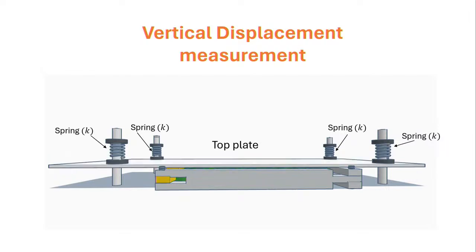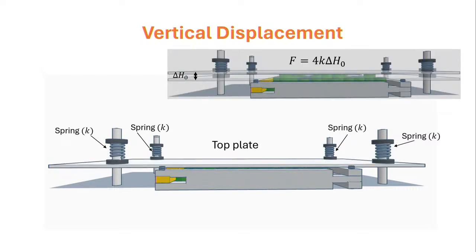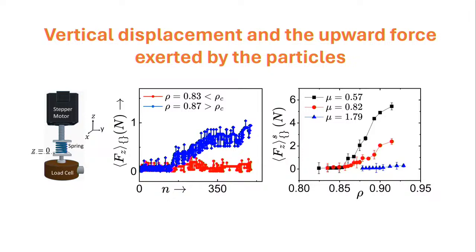This is how I measure my top plate. This is how I measure the normal stress. As things pop out, these springs get compressed. I know how much displacement I have here, so I know what my normal forces are. You measure the normal force. Again, the same thing: below a critical density, the normal forces don't exist. After a critical density, the normal forces start to come up as more and more particles come up.